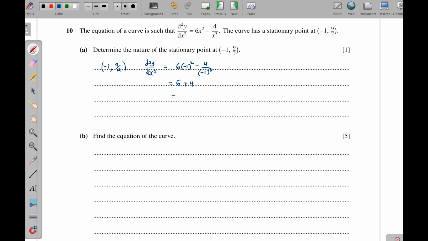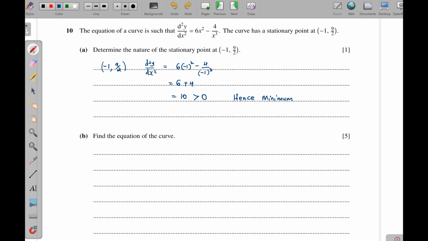Okay, then here we shall get a 10, which is greater than what? 0. So since the second derivative is greater than 0, that means the stationary point is minimum. So I would say hence minimum. Simple as that. Part B, find the equation of the curve. The equation of the curve.